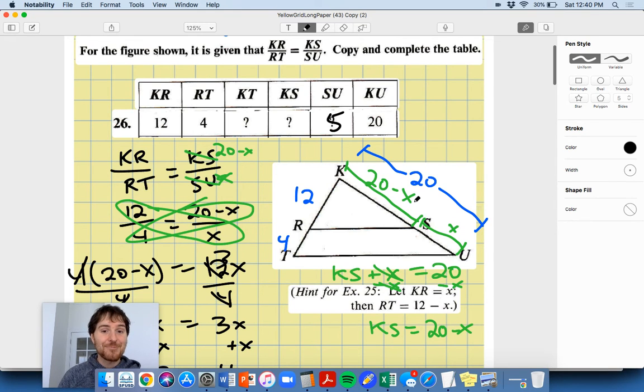20 minus X, what's 20 minus 5? Well, that's 15. And it checks out, right? Because 15 plus 5 is equal to 20. So the segment addition postulate got us there. Last step is KT, again just 12 plus 4, and that equals 16.